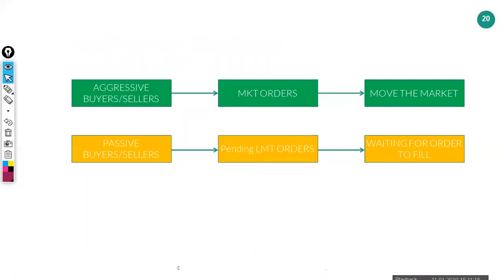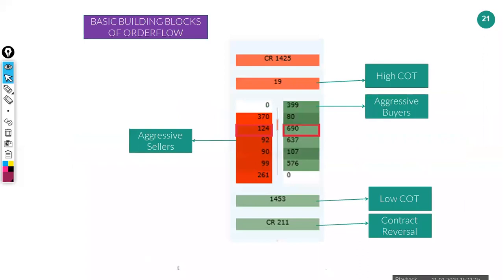Again, this is a pictorial representation. The aggressive buyers or sellers are market orders, they move the markets. And passive buyers or sellers are nothing but pending limit orders. They're just waiting for the fill to happen. So here are the basic building blocks of order flow, where on the right-hand side you are seeing aggressive buyers, and on the left-hand side you are seeing aggressive sellers. There is one more block here, which is nothing but the commitment of trade. At the highs and at the lows, you are seeing a commitment of trade, this is the seller commitment, and this is the buyer commitment.